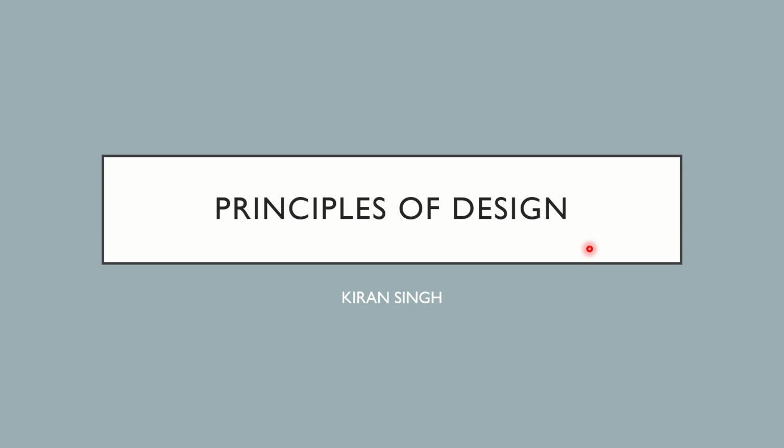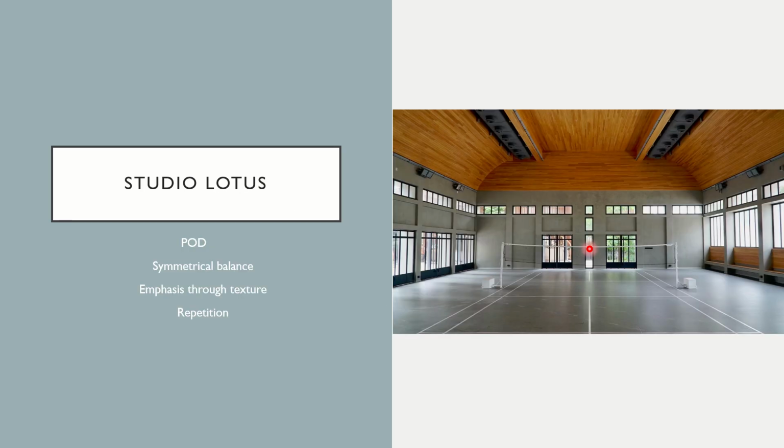Principles of design. In this image, we can see the symmetrical balance from here, emphasis through textures on the roof and the repetition in the windows. If we talk about the elements of design, we can find the dots here and the lines here. We can find different shapes here, which is square here. We can find the texture. We can see a central form also, and the positive or negative space as well.